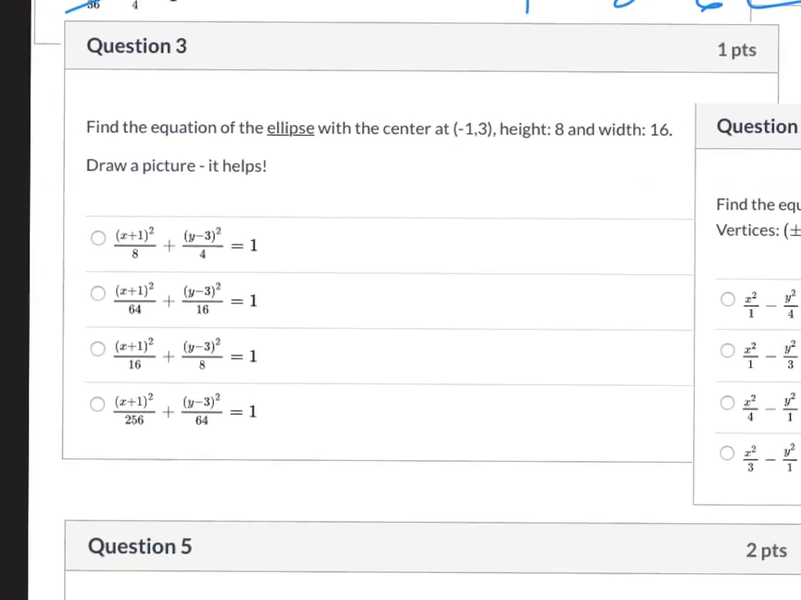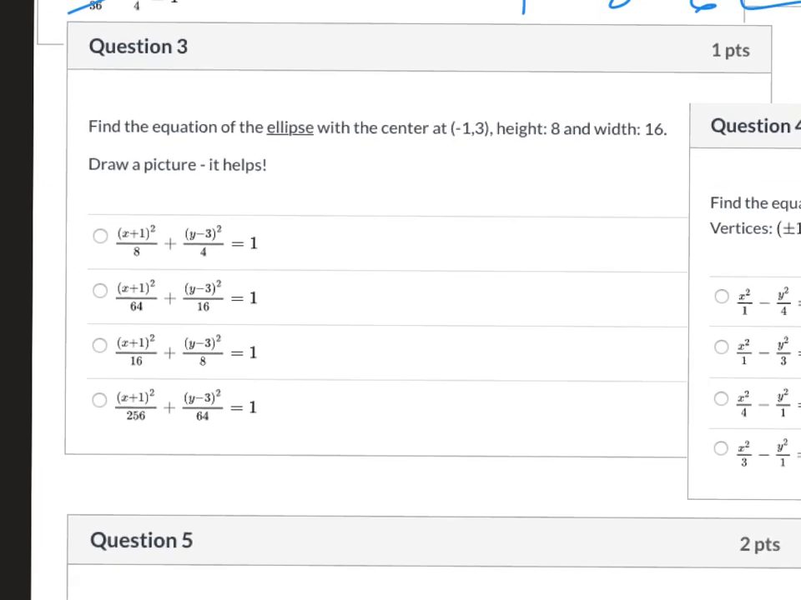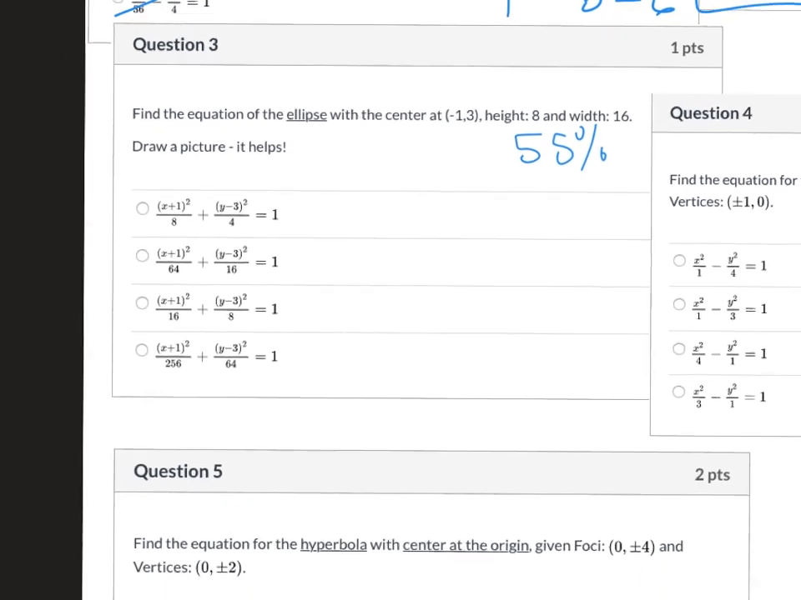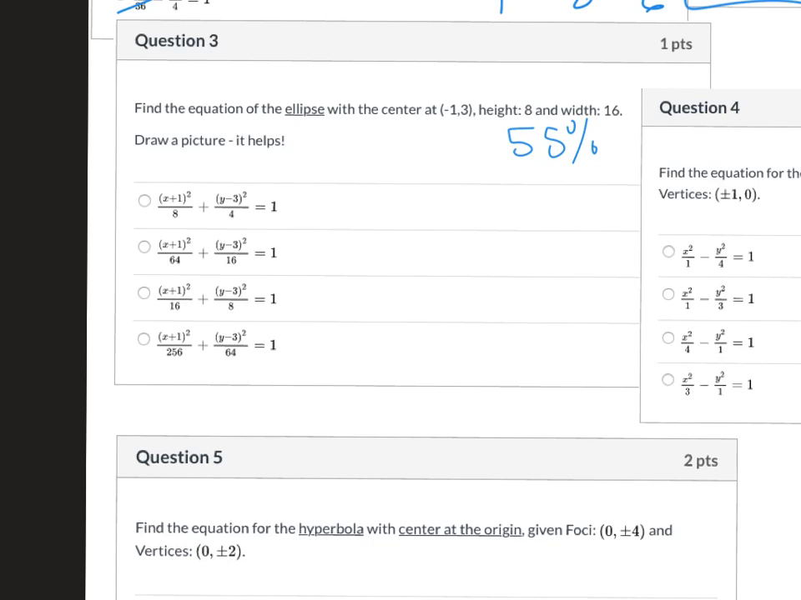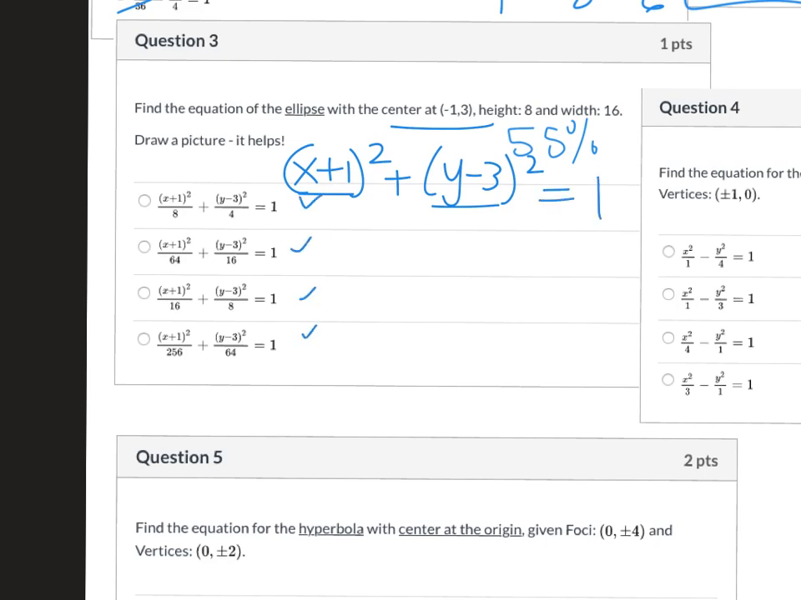All right, for number 3, this one was the most missed question on the quiz. Only 55% of you guys got this one right, which is unfortunate, but it's a pretty tough problem. So the center of the ellipse is at (-1, 3), which means that we're going to write x plus 1, it's always the opposites, and y minus 3. All of these have that, so the center's right on all of them, so that doesn't help.